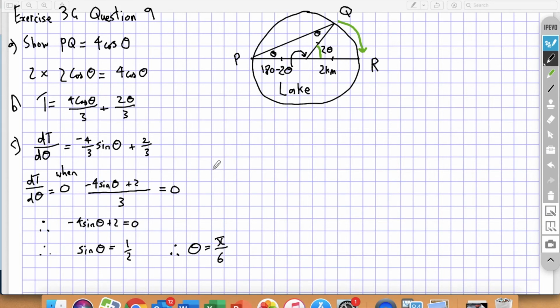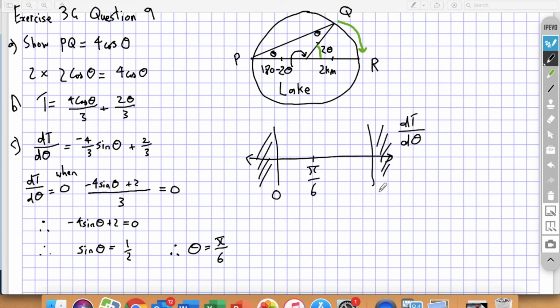Now, let me reread the question. Find theta such that the derivative equals 0. Well, we've already done it. But it would be nice to look at a sine diagram and find out whether this is a maximum or a minimum. There's pi on 6. Realistically, we're only going between an angle of 0, so that's all cut out, and 90 degrees, or pi on 2. So do we have positive in this region or negative?